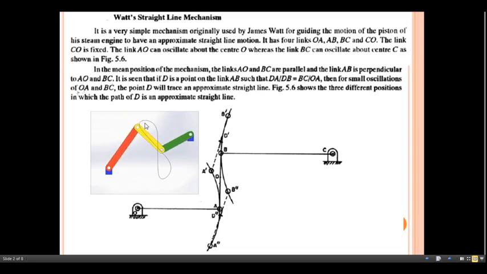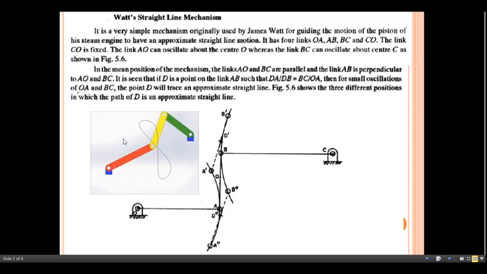This mechanism is simple and was originally used by James Watt for guiding the motion of the piston of its steam engine to have approximate straight line motion. It has four links: OA, OB, BC, and CO, that is the fixed one. The link CO is fixed, the link AO can oscillate about the center O, whereas the link BC can oscillate about the center C as shown in this figure.